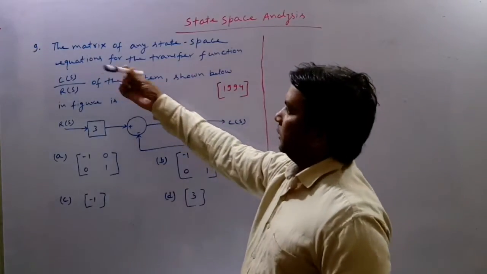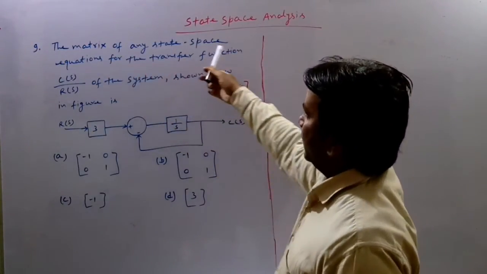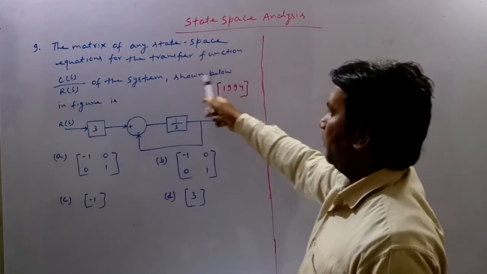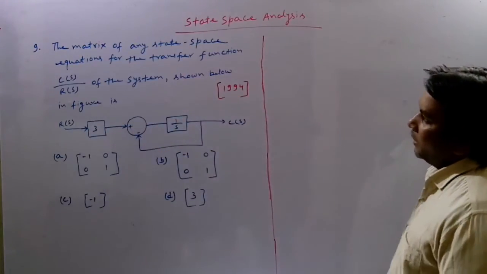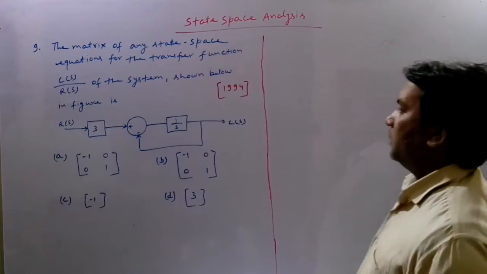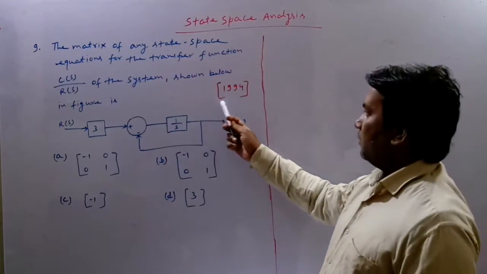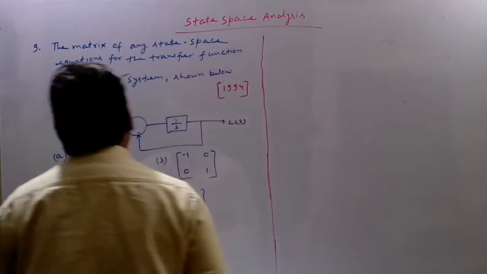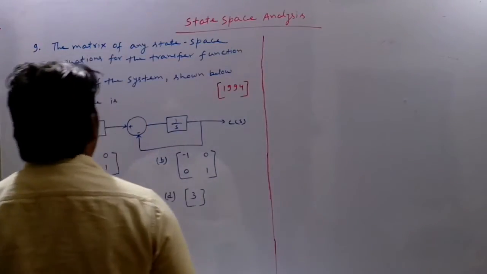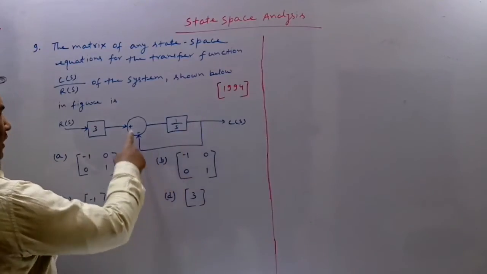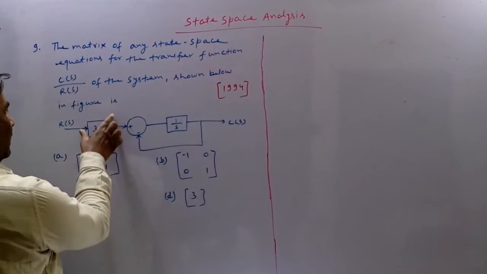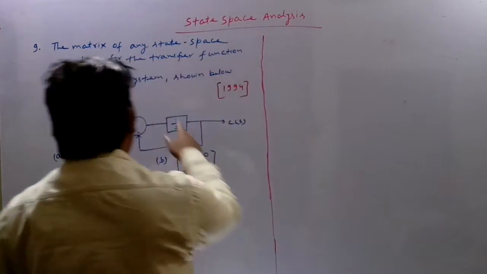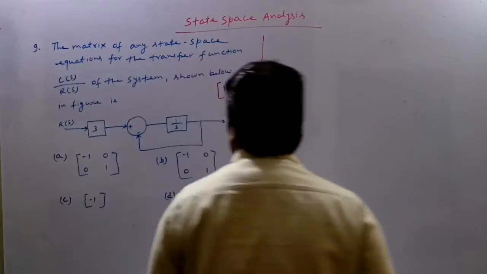Now the next question is the matrix of any state space equation for the transfer function C(s) divided by R(s) of the system shown below in figure. So it is asking about the state system matrix, and this question has been asked in GATE 1994. So let us try to solve it. It is given that this is a unity feedback system with a constant gain of 3 in cascade with this unity feedback system.